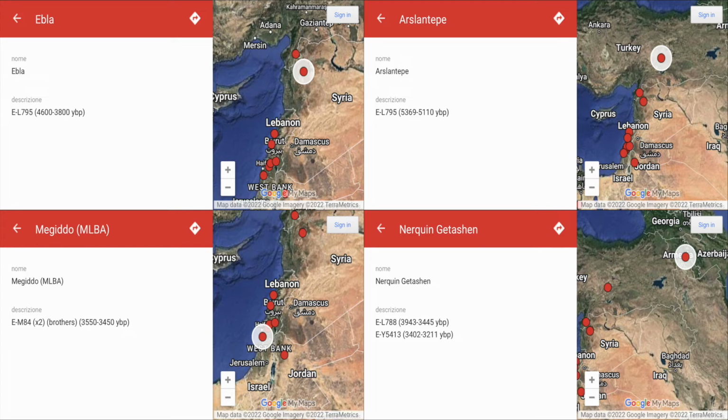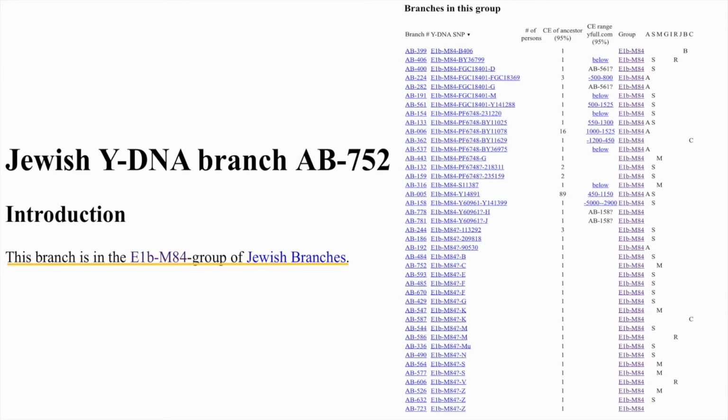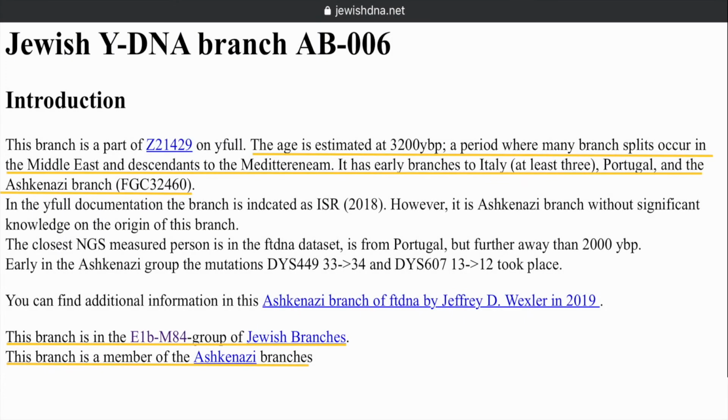When it comes to modern populations with E-M84 such as Jews and Arabs, many carry this haplogroup. According to JewishDNA.net, all of these groups are M84 and probably originated in the Middle East. This branch is in the E1b-M84 group of Jewish branches. Let's actually read some of these branches. This age is estimated at 3,200 years before present, a period where many branch splits occur in the Middle East and descendants to the Mediterranean. It has early branches to Italy, at least 3, Portugal, and the Ashkenazi branch.